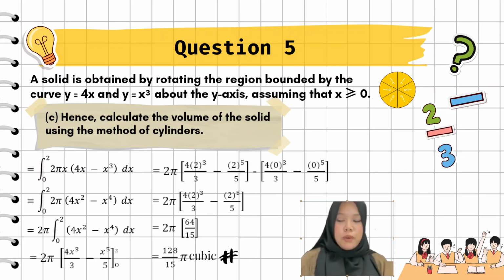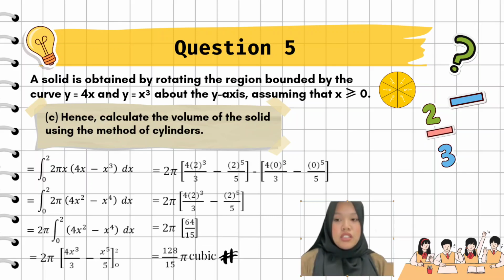So we got 2π times the integral from 0 to 2 of (4x^2 − x^4) dx. So we need to integrate the bracket, and we got 2π times [4x^3/3 − x^5/5]. So from that equation, we need to substitute the values of 2 and 0 into the equation.